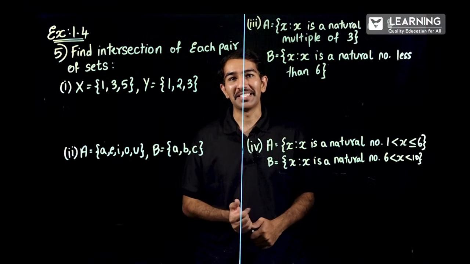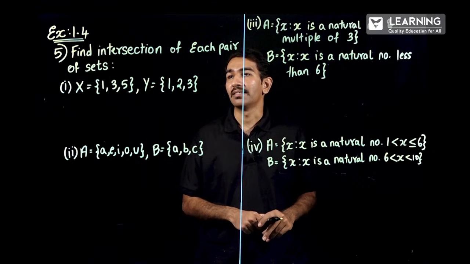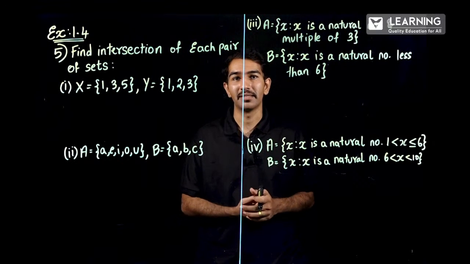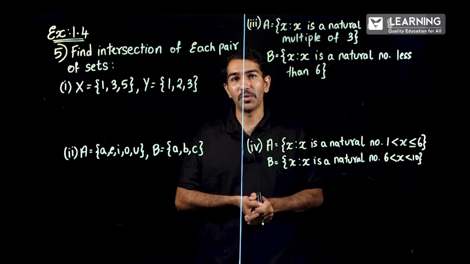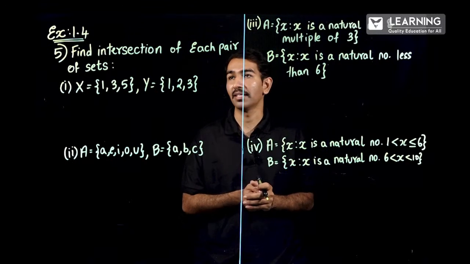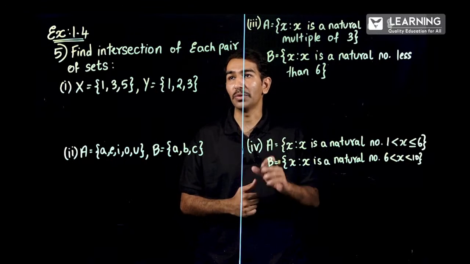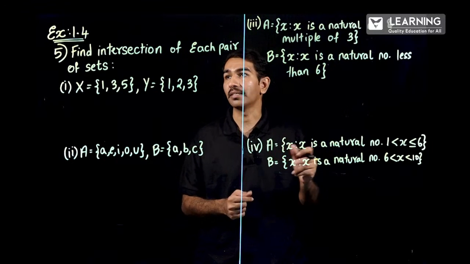Moving on to the next question, students. Exercise 1.4, question number 5. Previously we did union, right? Now we are going to start with intersection. Union means, what did I tell you, students? Repeating elements must be written only once, correct? But in intersection it is something different. Union is called OR, intersection is called AND.